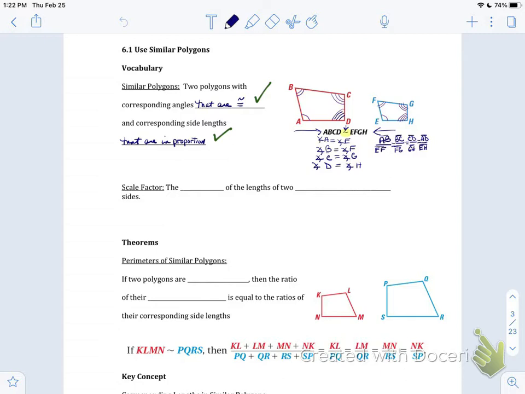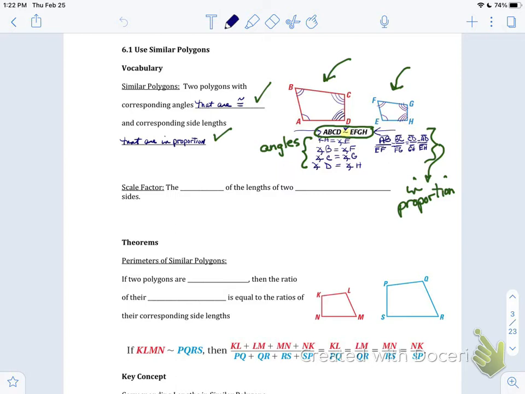So when I give you a similarity statement, which is this, you should be able to annotate your shapes so that all the corresponding angles are equal, and then use that similarity statement to get your list of angles. Okay, so here are your angles, and to write your sides like this, and they are in proportion. Okay, and we're going to be working a lot with this, so just get this down so that you can look back on it as we study this more.